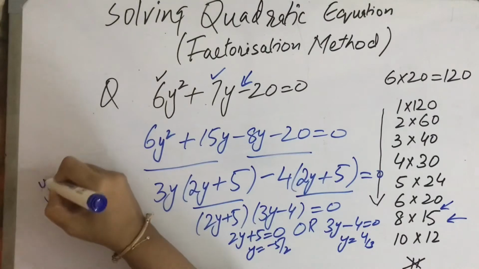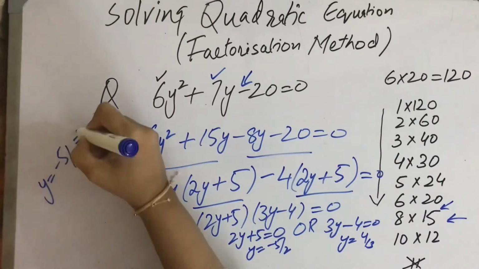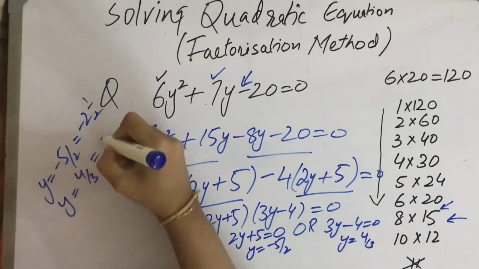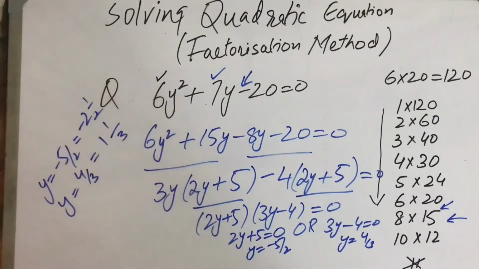Y equals 5 over 2 may be written as 2 whole 1 over 2, and y equals 4 over 3 may be written as 1 whole 1 over 3. So these are the two answers.